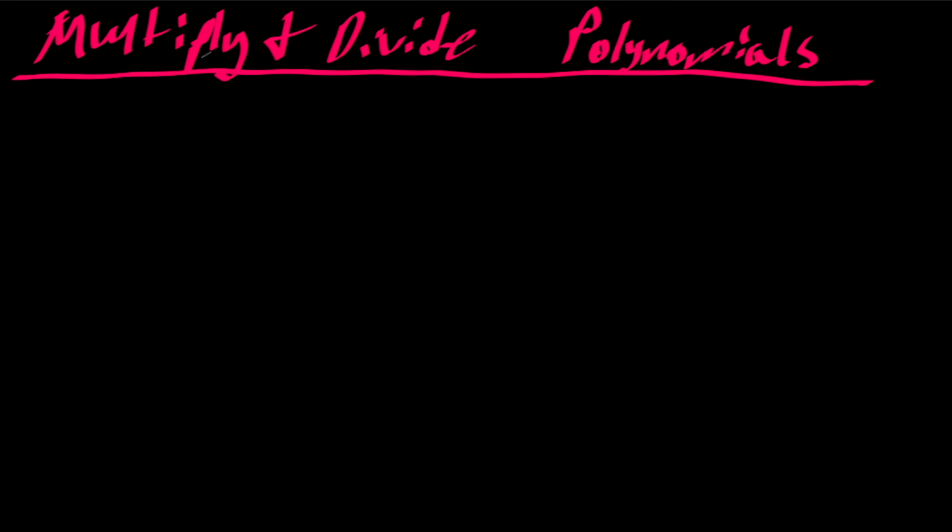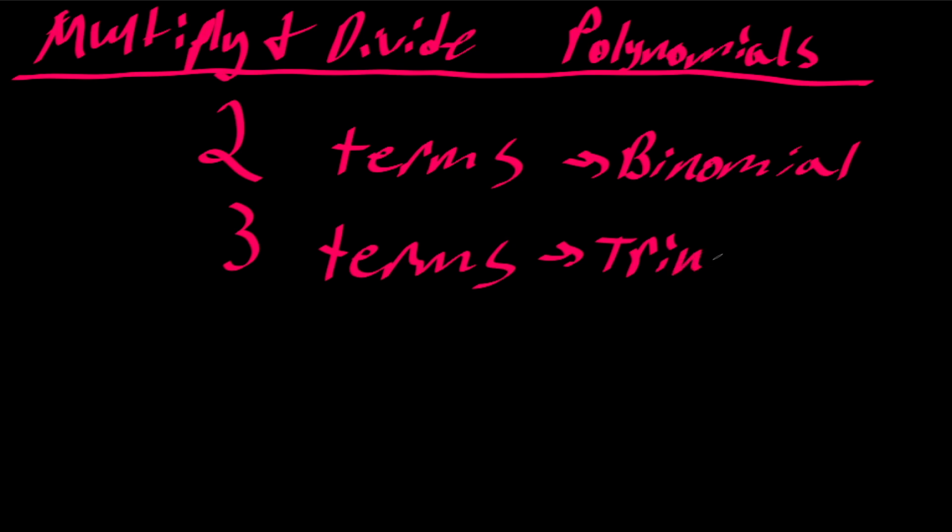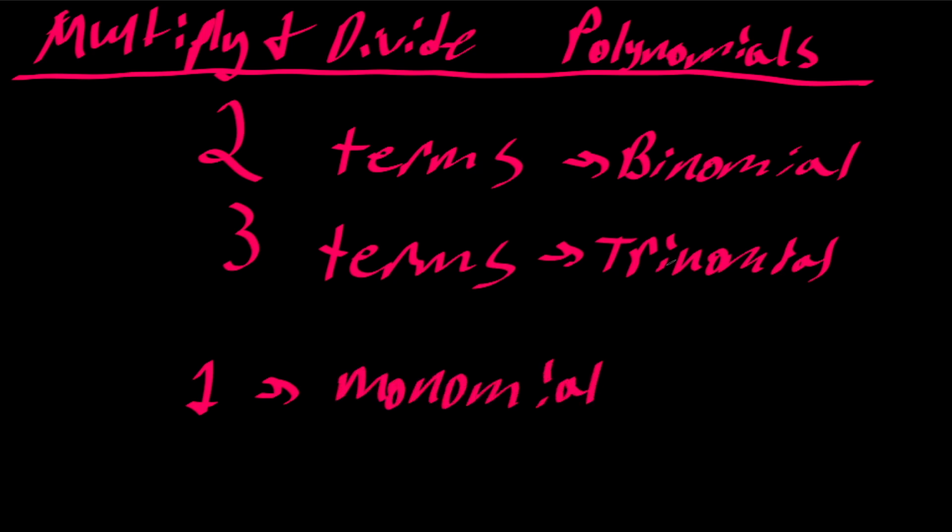So in this video, we're going to look at multiplying and dividing polynomials. Basically, polynomials are pretty much anything we really see in math. But specifically, we're going to be talking about expressions with 2 terms or 3 terms. 2 terms, we actually call that a binomial. And then 3 terms, we call that a trinomial. And then another common one you'll see, if there's 1 term, we call that a monomial. All of these are examples of polynomials. They all fall in that category of polynomials.